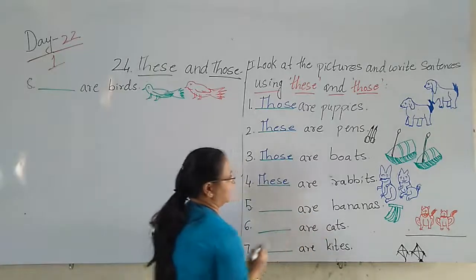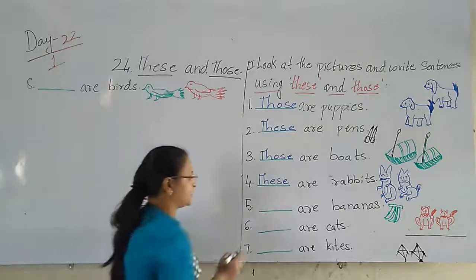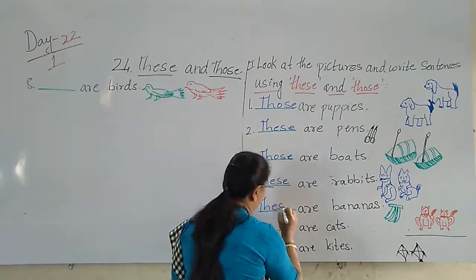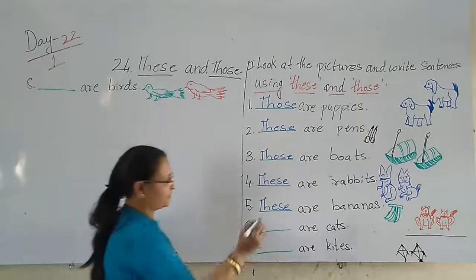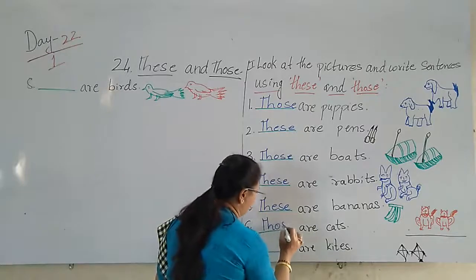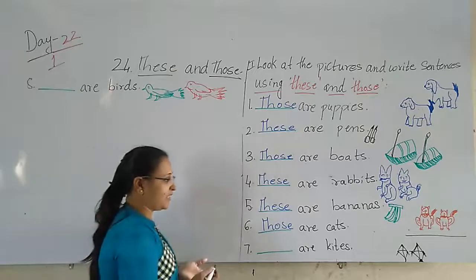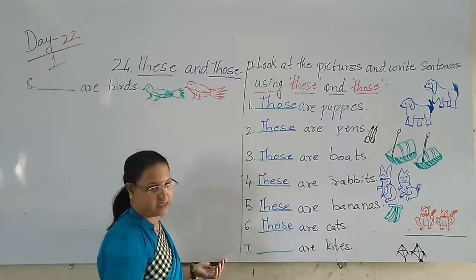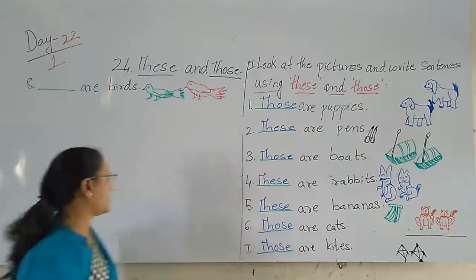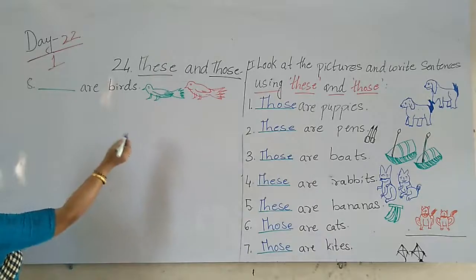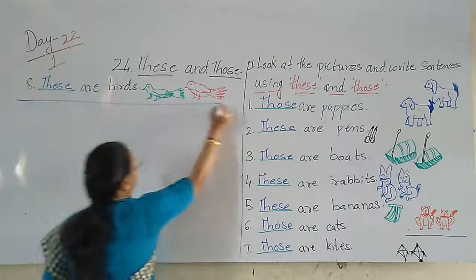Dash are bananas. The bananas are close to us. So we use these are bananas. Dash are cats. The cats are far away. So we say, those are cats. Dash are kites. The kites are far away from us. We use those are kites. Next, dash are birds. So we say the birds are close. So we say these are birds.